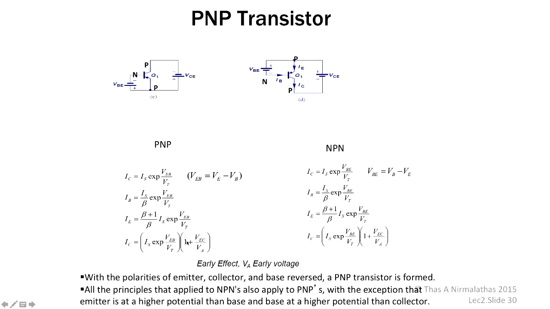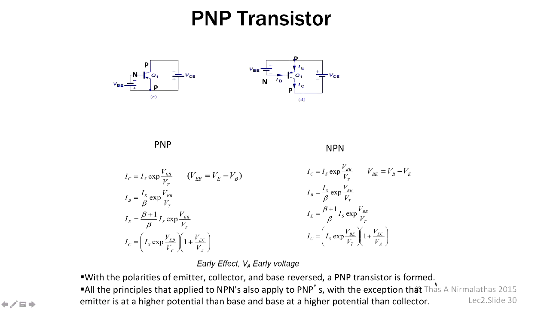But when you have the early effect, you have to add one more term, 1 plus VEC by VA. For NPN, it is 1 plus VCE by VA. With the polarities of emitter, collector and base reversed, a PNP transistor is formed. All the principles that applied to NPNs also apply to PNPs. Means all the effects that you get with NPN, you will get with PNP. Only the equations are a little bit different, and biasing you have to give accordingly.